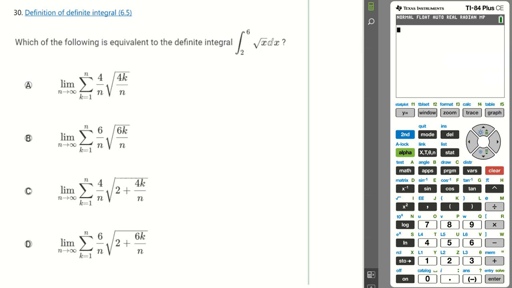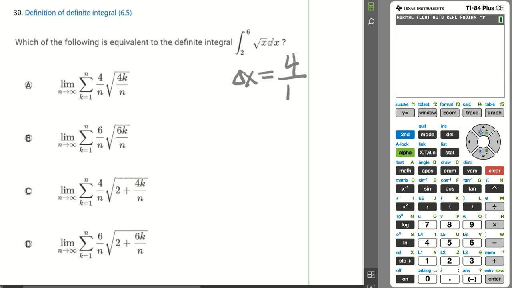All right, the definition of the definite integral. Okay, this one's always tricky. People are prone to getting intimidated by it, but there's a couple of tricks that we can use to make our life much easier. First, looking at the width of the interval we're integrating on. This goes from 2 to 6, so it has a width of 4, so I know that delta x equals 4 divided by n, where n is the number of subintervals. Meaning this one and that one are both out.